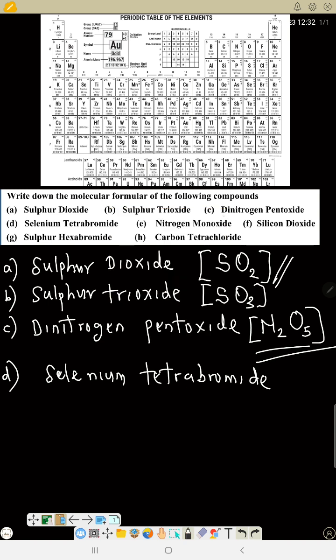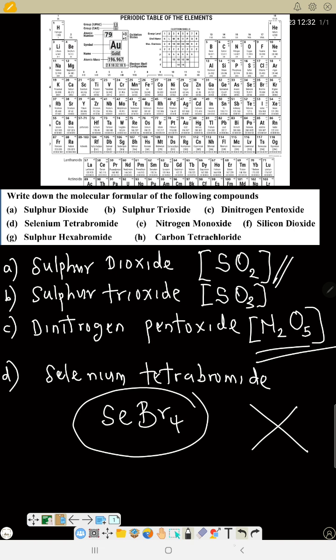So now selenium is Se. Tetrabromide, you know that is bromine. So that means one selenium, Se, tetrabromide, that means 4 bromine. Remember, we are not doing crisscross here. The di, tri is our valency and you just put it there. So this is 1 selenium, 4 bromine. So that is selenium tetrabromide.